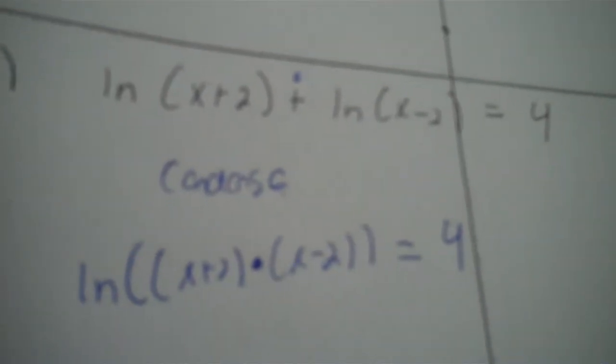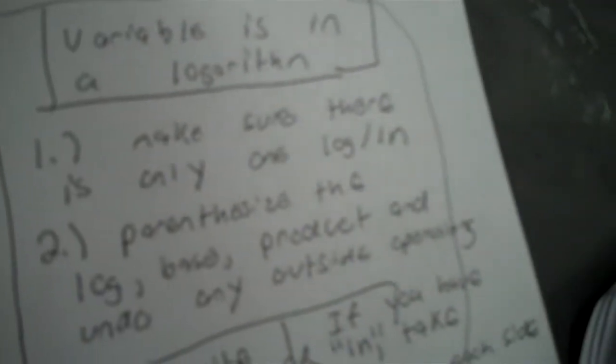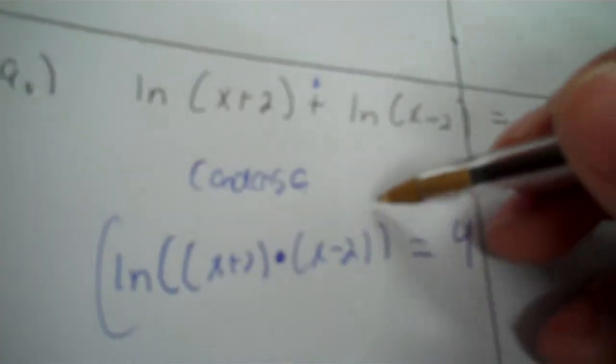So we condense it with plus. You got to know those properties. It's times. Okay, parenthesize log base and product, undo any operations. So I pretty much already got my parentheses made. You can make it right there if you want.